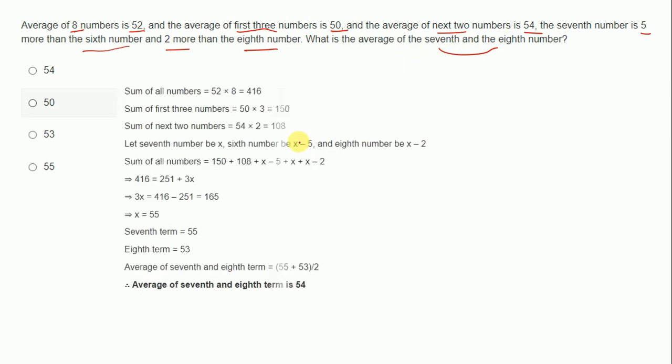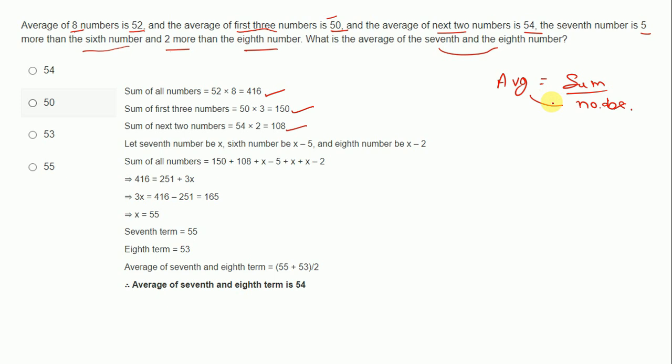So guys, I have already typed the solution here to save time. The sum of all numbers: total numbers are 8 and the average is 52, so the sum of all numbers will be 416. The sum of the first 3 numbers is 50 into 3, that is 150, because the average of the first 3 is given as 50. Now the sum of the next 2 numbers, using the same pattern, will be 108. I am using average is equal to sum divided by number of observations, and to find the sum we just multiply average into number of observations.